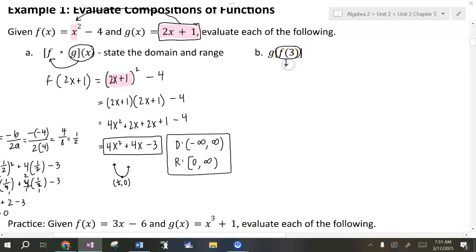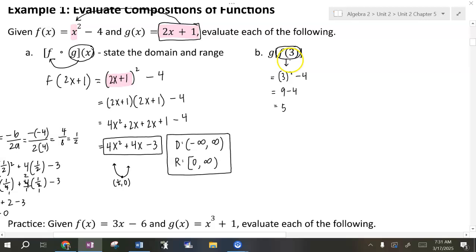So first just figure out what's f of 3. F of 3 just means you're plugging in 3 to the f function. So you're going to take 3 squared minus 4. 3 squared minus 4 we know would be 9 minus 4, or 5.